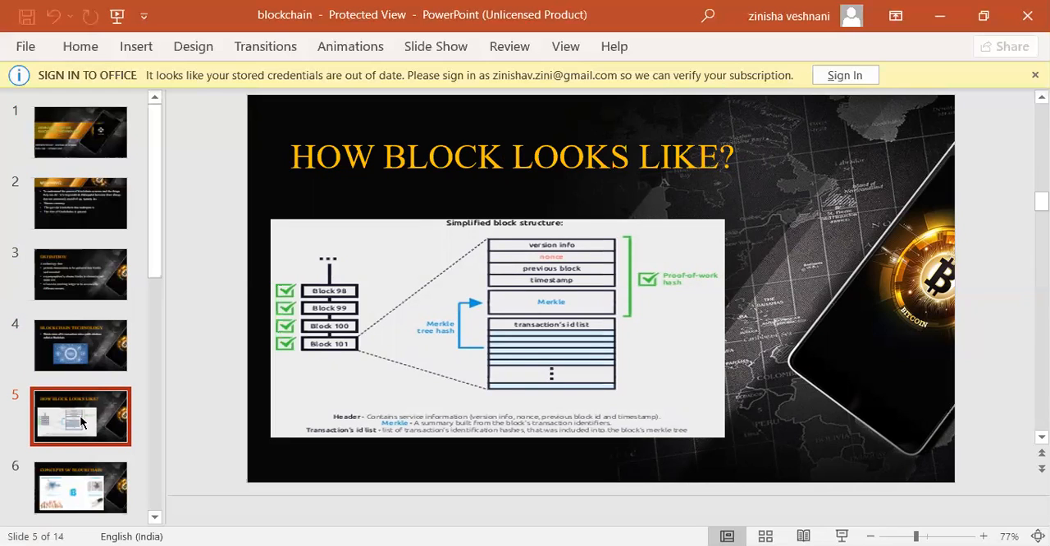In this slide, there are some blocks made, and we'll discuss each and every block. As we can see on our screen, there are four blocks: block 98, block 99, block 100, and block 101, which are connected to a proof of work hash. There are three compartments: first, the basic validation; second, the Merkle; and third, the transaction ID list.